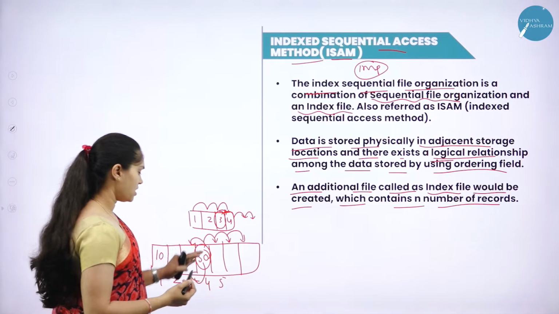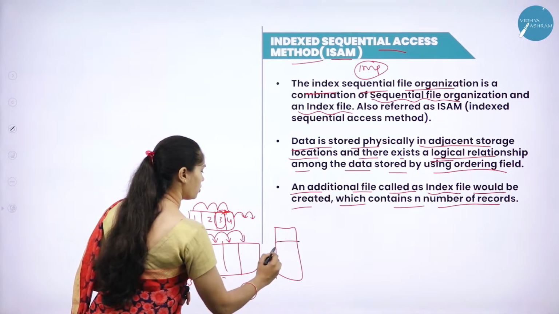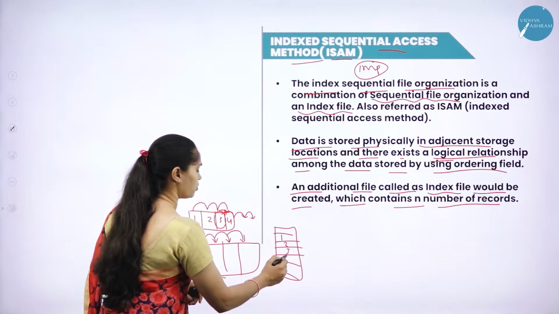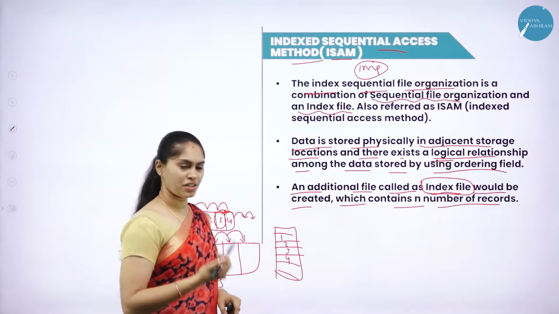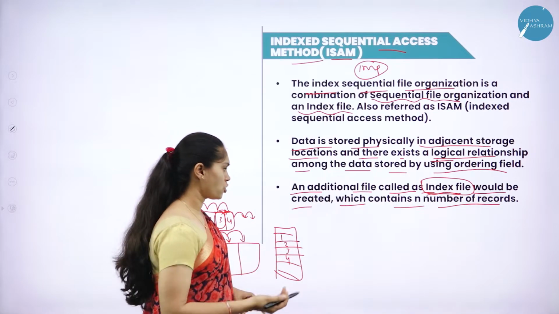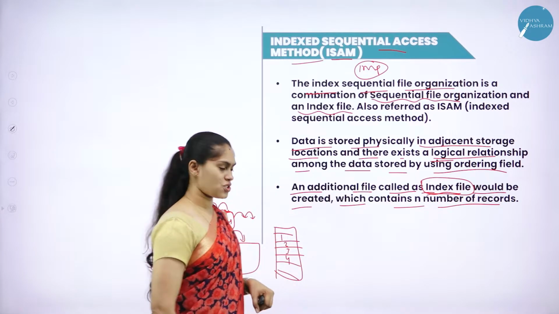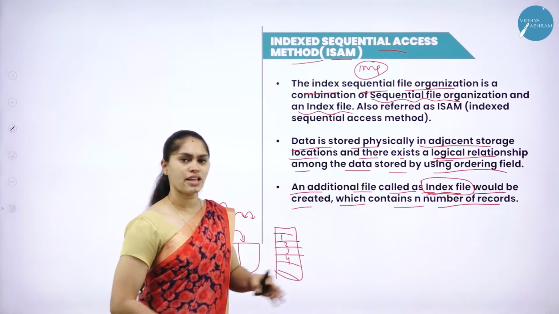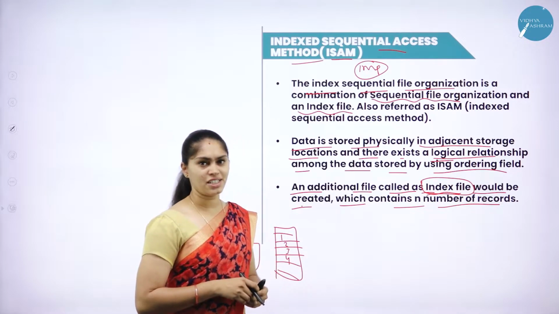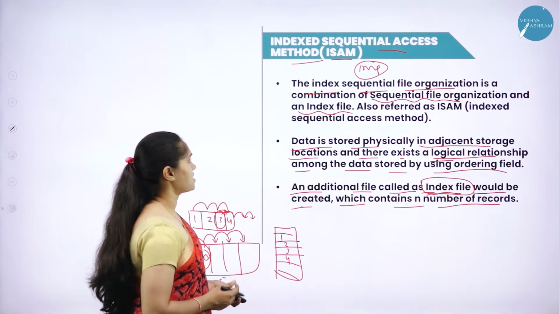So along with the sequential method, I can also have an index file. That will have a record or list of all the files, for example 1, 2, 3, 4, 5 like this. If we create this index file, it will help to contain any number of records. There is no restriction. For example, if I wanted to store thousands of records in a particular index file, we can do that. This is related to the index sequential access method.